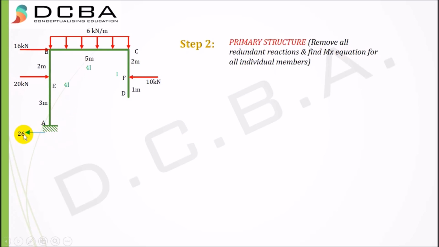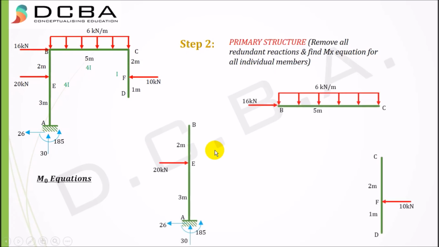First we need to find the reactions here. Doing summation Fx equal to 0, I get 26. Then summation Fy equal to 0, I get 30. And summation MA equal to 0, I get the moment here as 185 anticlockwise. To find the Mx equations, I separate all these three members. Now we need to find Mx for all individual members.